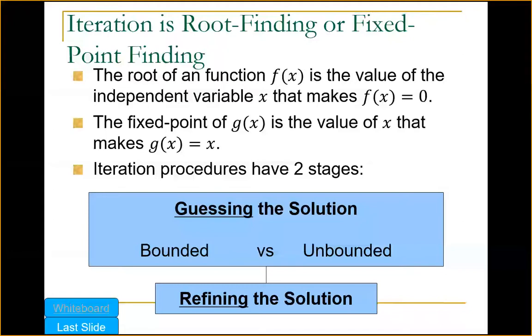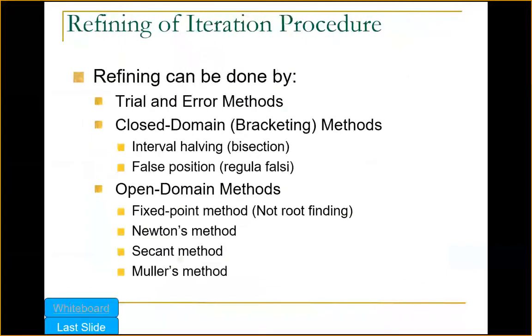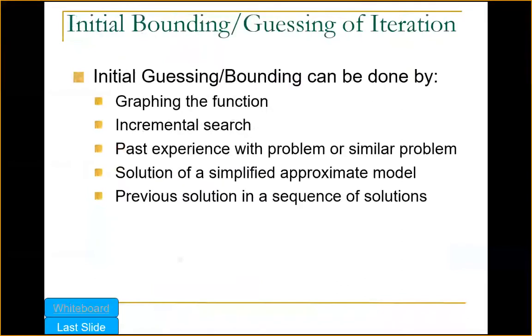Alright? Anyway, so you have bounded iteration, you have unbounded. We're going to look at the bounded first. We looked at one last week. The bounded case that we considered last week was the bisection method.